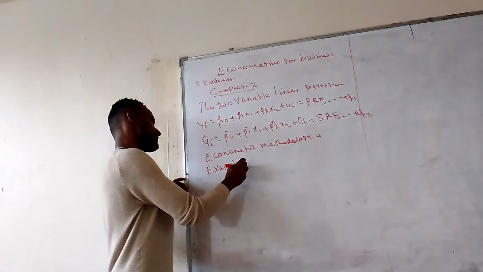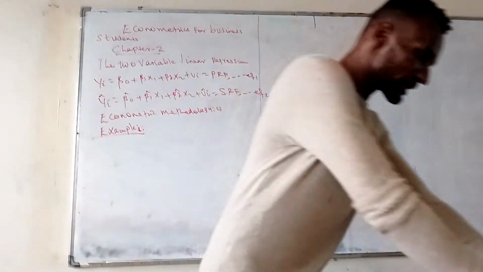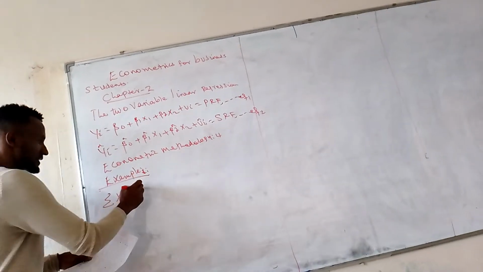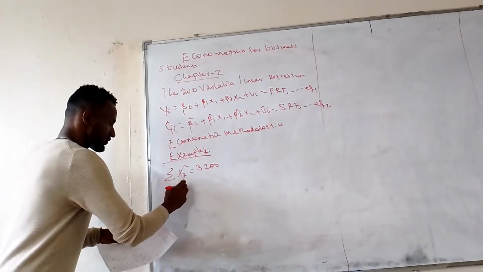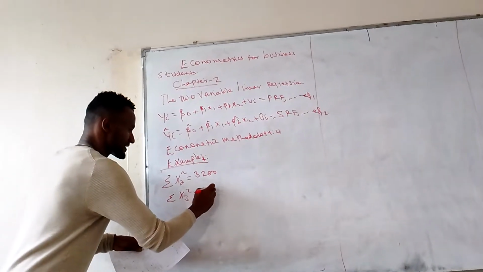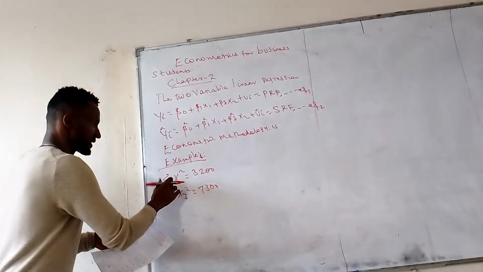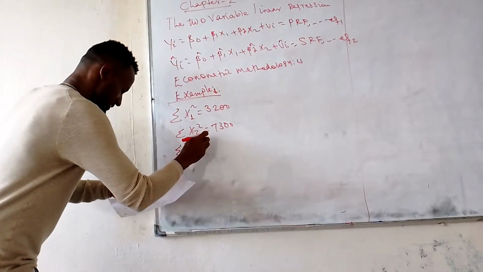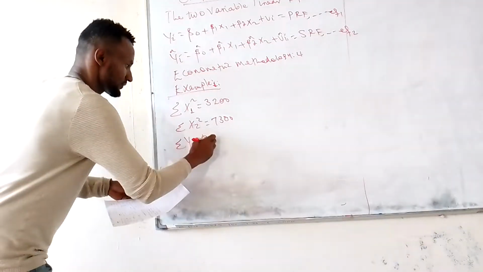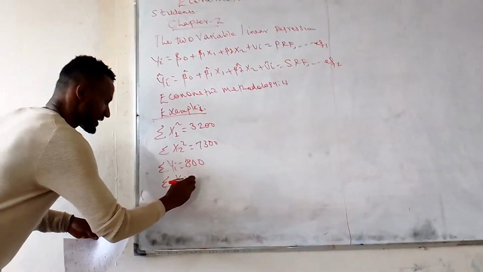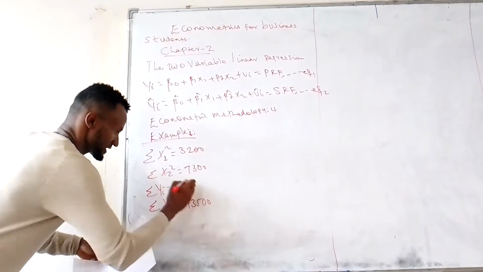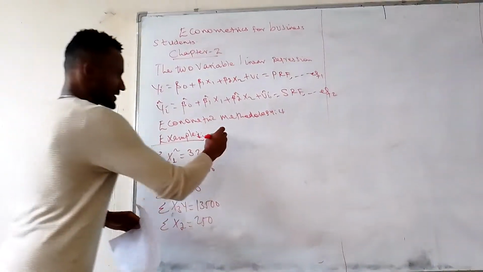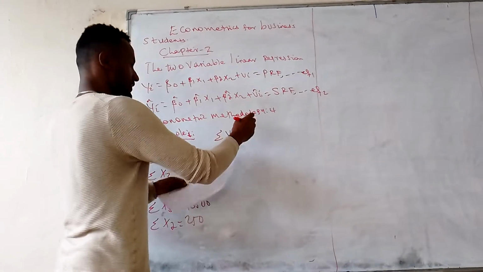Example 1. Let me use the numerical data. Here I have numerical data: the summation of x2 squared equals 3200. Again, the summation of x3 squared equals 7300. Let me say this one is x1, and this is x2. The summation of yi equals 8000. The summation of x3 yi equals 13,500. The summation of x2 equals 215. Again, the summation of yi squared equals 28,000.